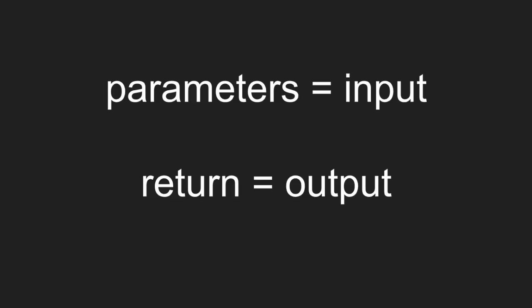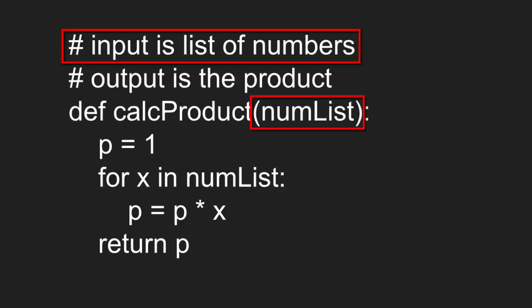Now, similarly, the output is the return value, and return values can be more than one. The return value similarly can be a list, a string, an integer, or a float. Let's take a look at a specific example.